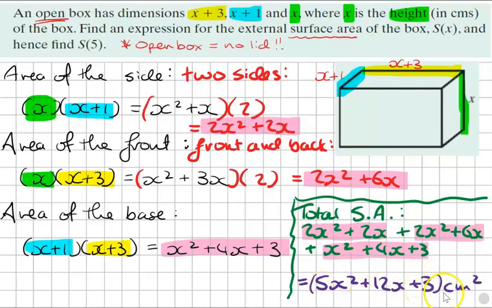And we must have our unit of measurement, which is centimetres squared for area. They told us in the question we were dealing with centimetres, but you need to make sure that you put in the squared part for area.